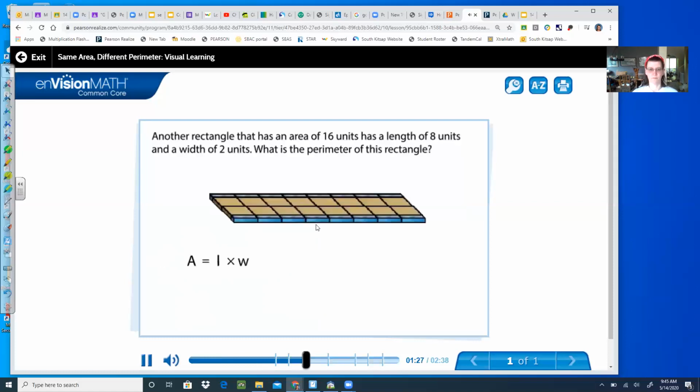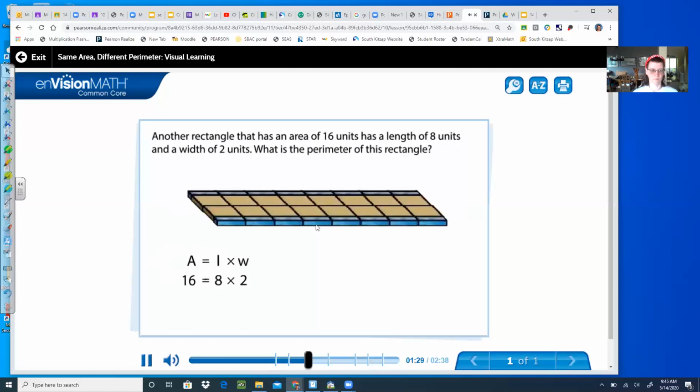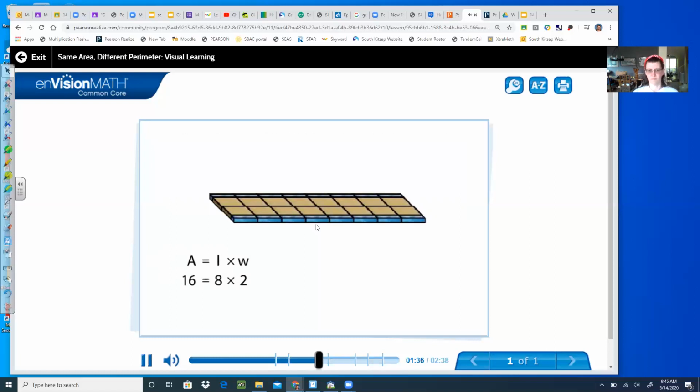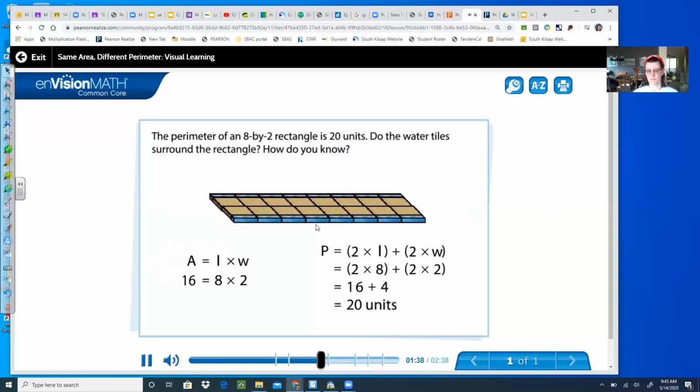Another rectangle that has an area of 16 units has a length of 8 units and a width of 2 units. What is the perimeter of this rectangle? The perimeter of an 8 by 2 rectangle is 20 units. Do the water tiles surround the rectangle? How do you know? It's better, but you still have 2 on each end that aren't surrounded by the water. No, the water tiles do not surround the rectangle because the perimeter is 20 units and there are only 16 water tiles.